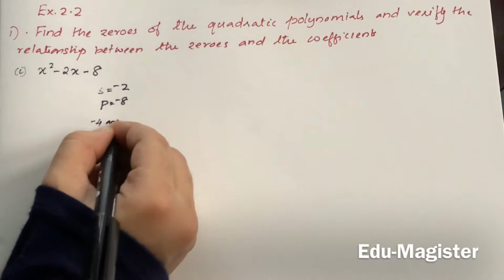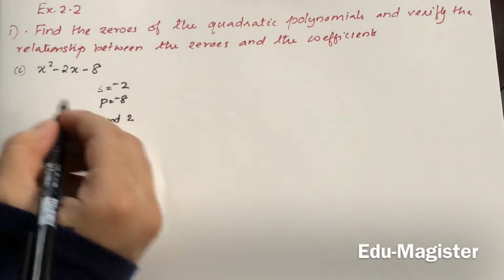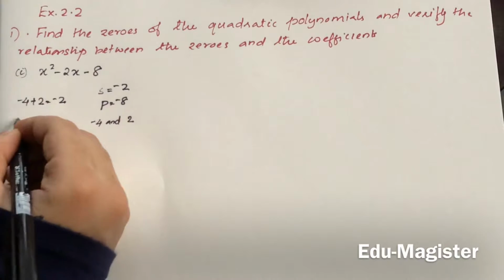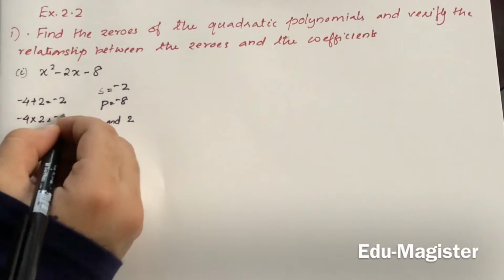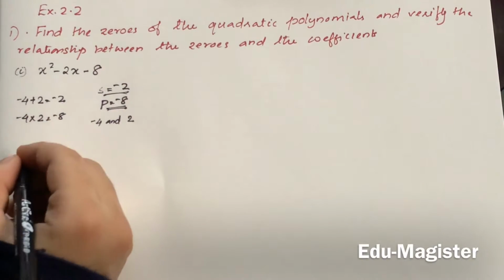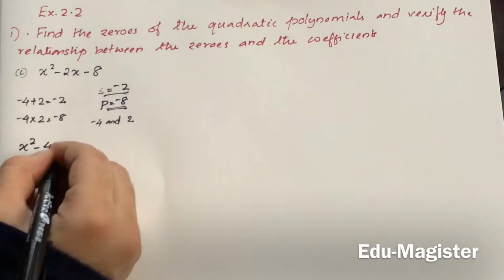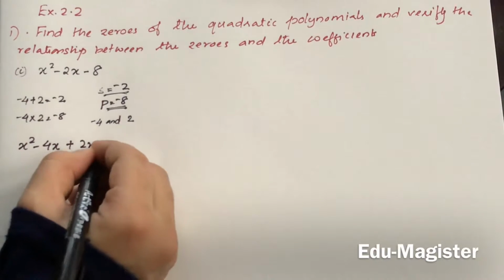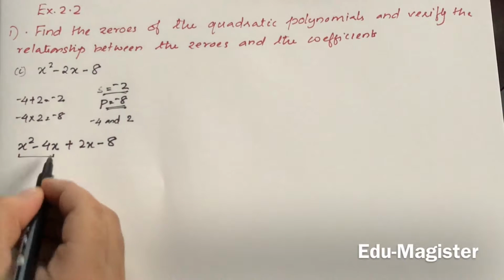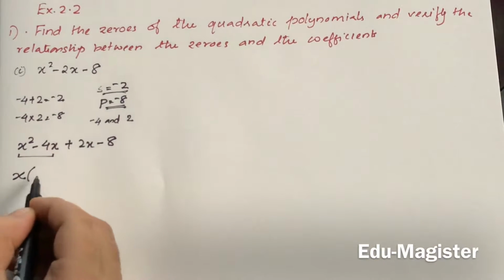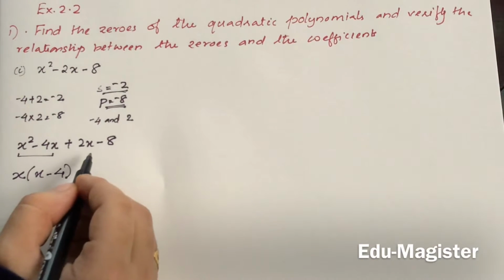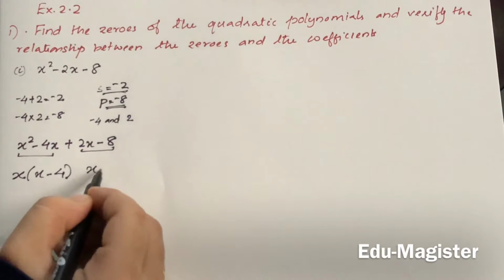Minus 4 and 2. How? Minus 4 plus 2 is minus 2, and minus 4 into 2 is minus 8. That's our condition. So you can write this question as x square minus 4x plus 2x minus 8. Taking the common terms out, from these two you can take x common. So you write x minus 4. Again, taking x minus 4 common from these two terms, you get x minus 4.